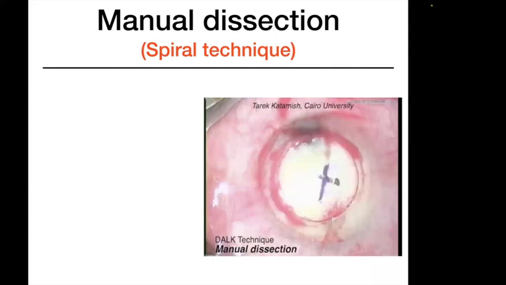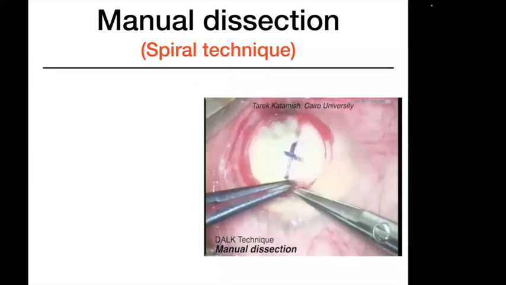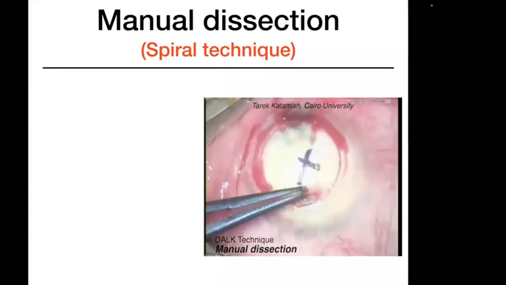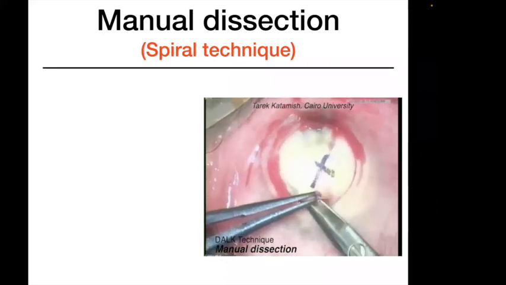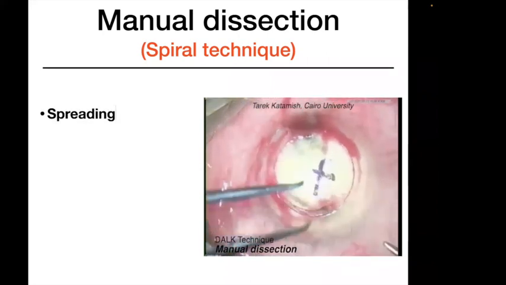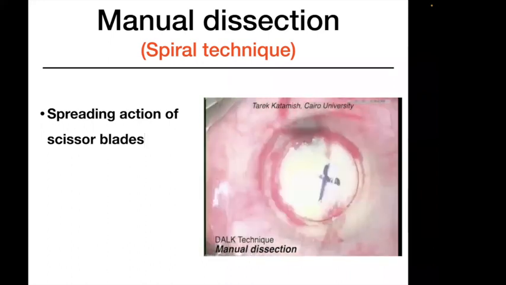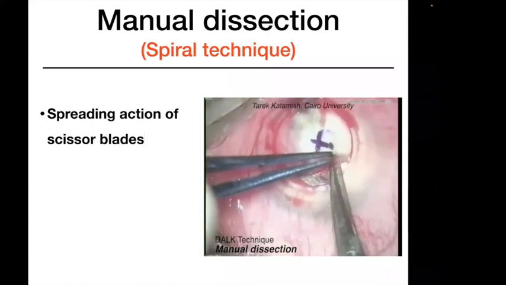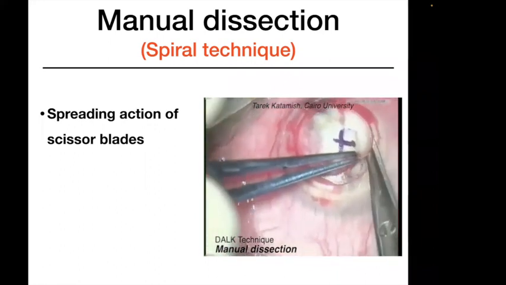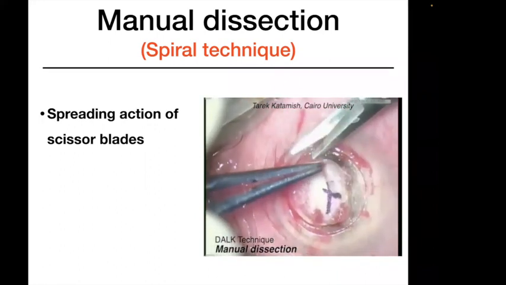This is my own technique of doing lamellar dissection or manual dissection layer by layer. If we fail to have the bubble, you see, we go in the periphery of the cornea by the spreading action of the scissors blade, and we go in a spiral way, and every turn you will find yourself in a deeper plane.